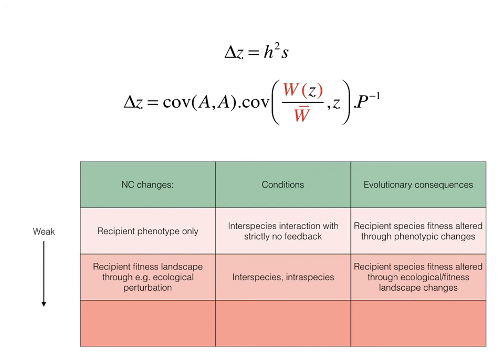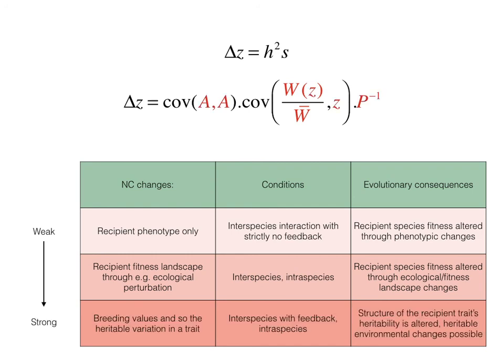And the evolutionary consequence of this is that the recipient species fitness is altered through ecological fitness and through landscape changes. Okay. And finally, I want to go on to what I'm going to call strong niche construction, what Brodie and Dawkins might just call niche construction. And this is where the niche construction changes not just the recipient phenotype, not just the fitness landscape, but the breeding values. And once you change the breeding values, you change the structure of the heritability of the traits.